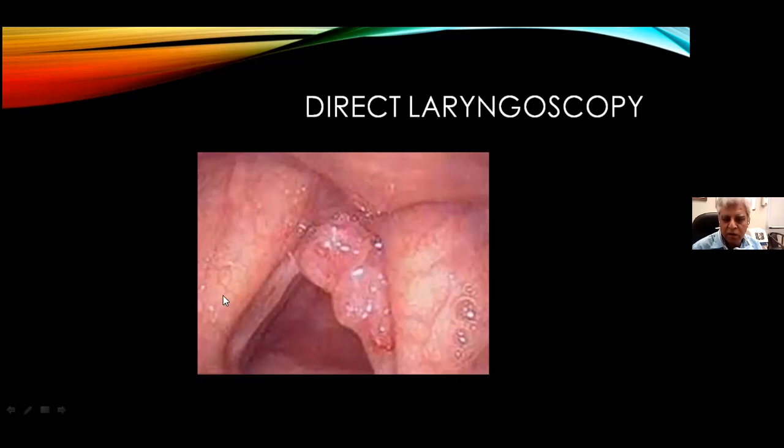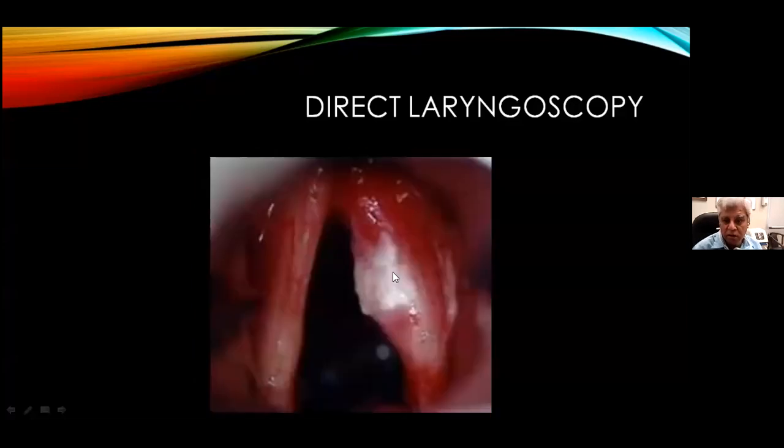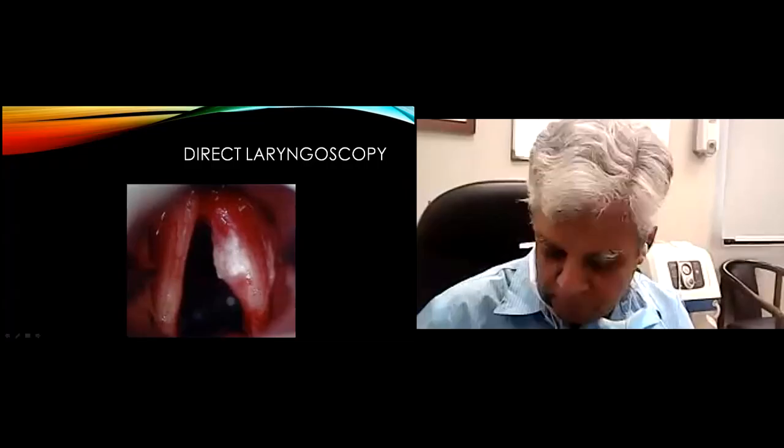This is left, this is right, and this is a polypoidal mass involving the left vocal cord and anterior commissure. It may be benign, it may be malignant. This is thickening and white plaque, that is leukoplakia. It could be leukoplakia, there could be early stage carcinoma in situ or carcinoma. So whenever you see this picture on the indirect laryngoscopy or fibroscopic laryngoscopy, always ask for biopsy.